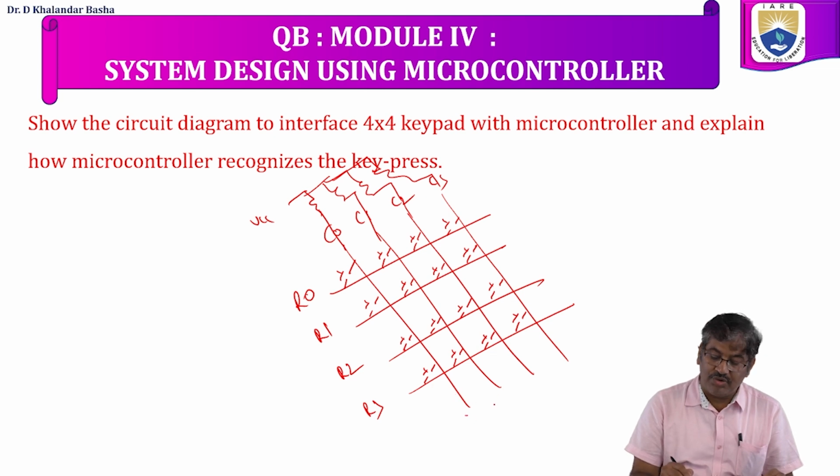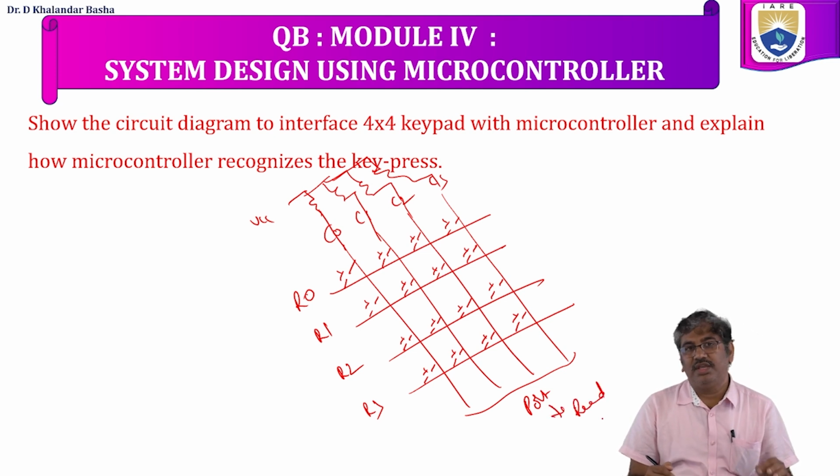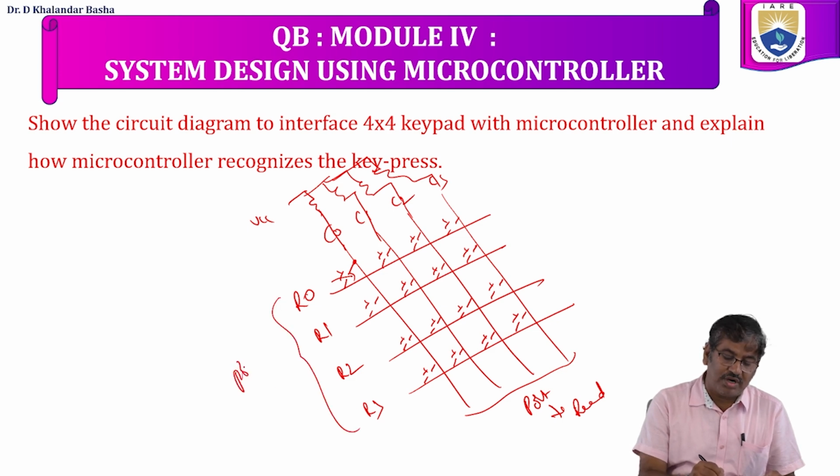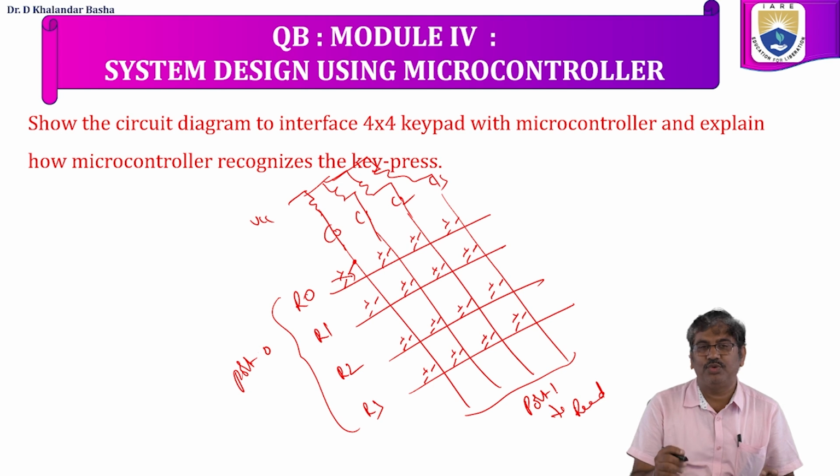Here we are going to connect this one to one of the ports, where we are going to read this particular port. If any switch is pressed, this switch will be closed. In that case, this node will be pulled to the value which we are having on R0. So this also will be connected to another port. This I'll take as port 0 or this one as port 1, any port.